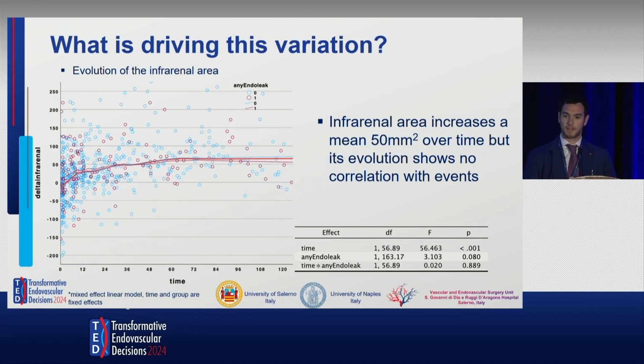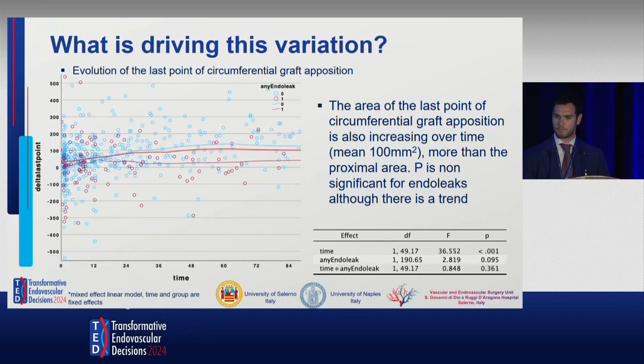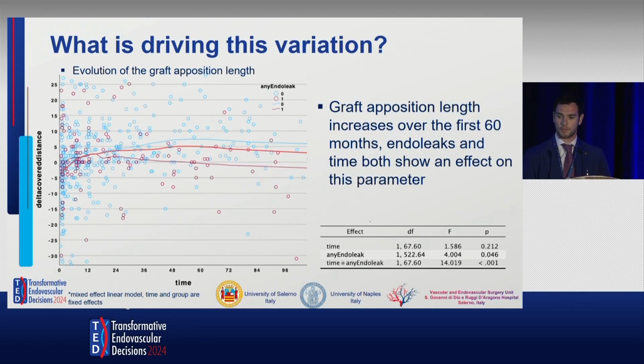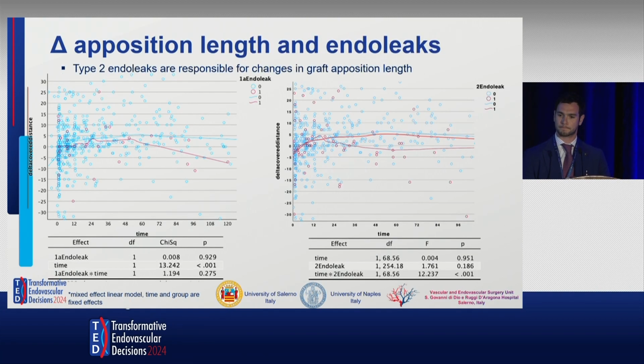Why is this? It's not because of the infrarenal area that is increasing in both groups in a similar way, as is also being reported by many literature studies. This is the same for the most distal point of stent apposition. Of course, length is changing between groups, the group that developed endoleaks and not. Type 2 endoleak, again, is responsible for this variation.